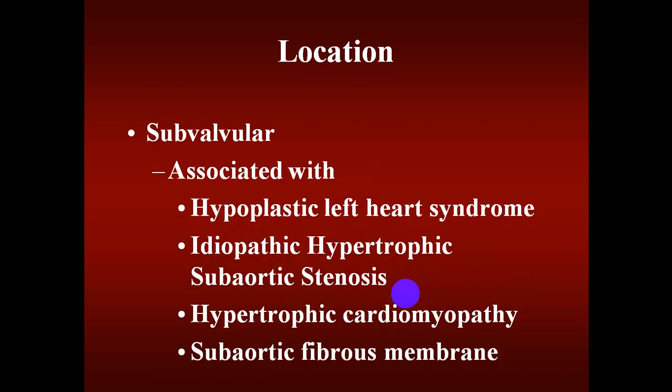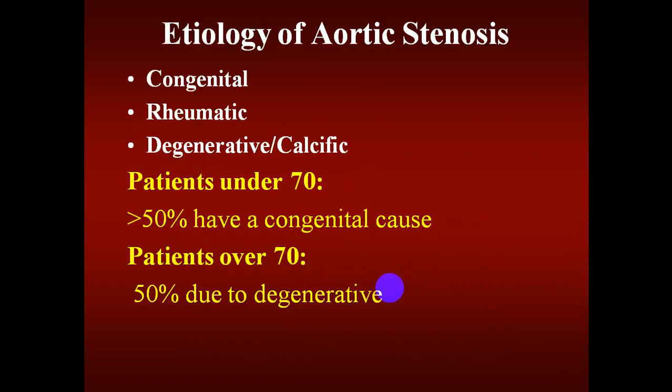Subvalvular stenosis is rare and associated with hypoplastic left heart syndrome, idiopathic hypertrophic subaortic stenosis, or hypertrophic cardiomyopathy. So the etiology of aortic stenosis is congenital, rheumatic, and degenerative, meaning calcific. In short, in patients under 70 years old, more than 50% have a congenital cause, bicuspid aortic valve, while in patients over 70, more than 50% is due to degeneration, of either a three cusp, unicuspid, or bicuspid valve.